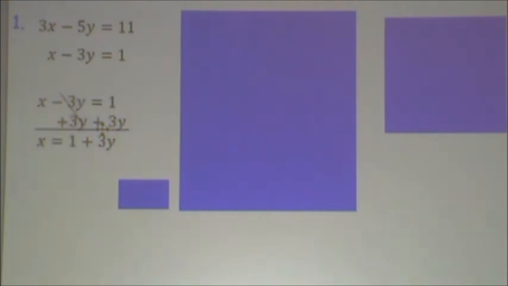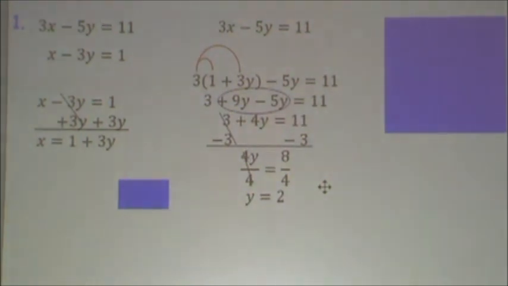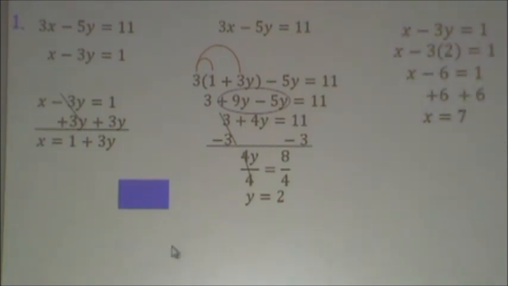I took the equation x minus 3y, moved the 3y to the other side, got x equals 1 plus 3y. This time I put the 3y second. Plug that into my first equation, which is 3x minus 5y equals 11. Found out that y equals 2. Plug that back into the second equation, the one I used the first time, and found out that x is 7. Remember, we write this as an ordered pair if it's not a word problem. So the solution to this is x is 7, y is 2.